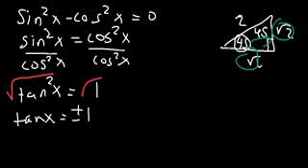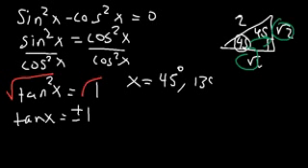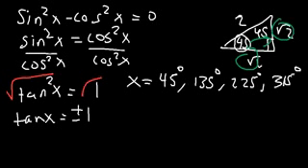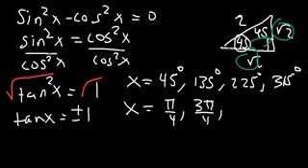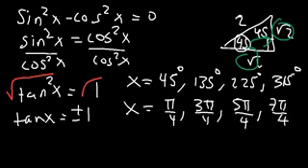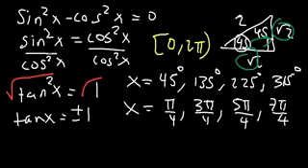So because it's positive and negative, we need the answer in all four quadrants. So therefore, in quadrant 1, it's the reference angle 45. In quadrant 2, it's 135. That's 180 minus 45. In quadrant 3, it's 180 plus 45. That's 225. In quadrant 4, it's 360 minus 45. So that's 315. In radians, it's pi over 4, 3 pi over 4, 5 pi over 4, and 7 pi over 4. All of the pi over 4s have the same reference angle, which is pi over 4. Now, that would be the answer if they want it between 0 and 2 pi.